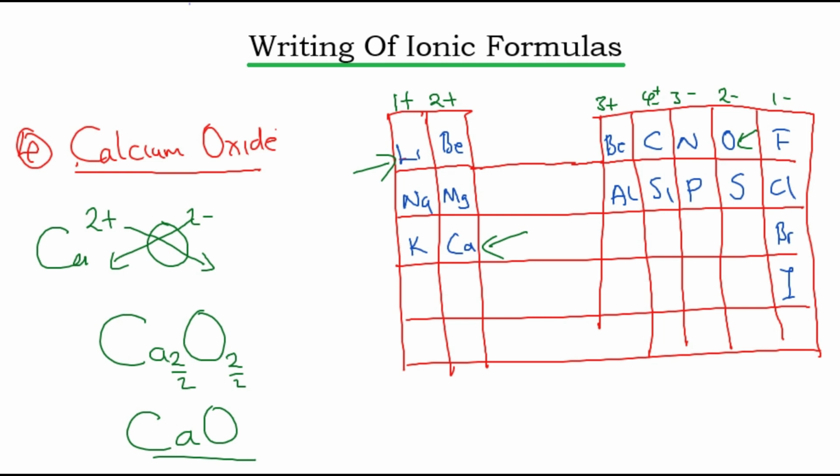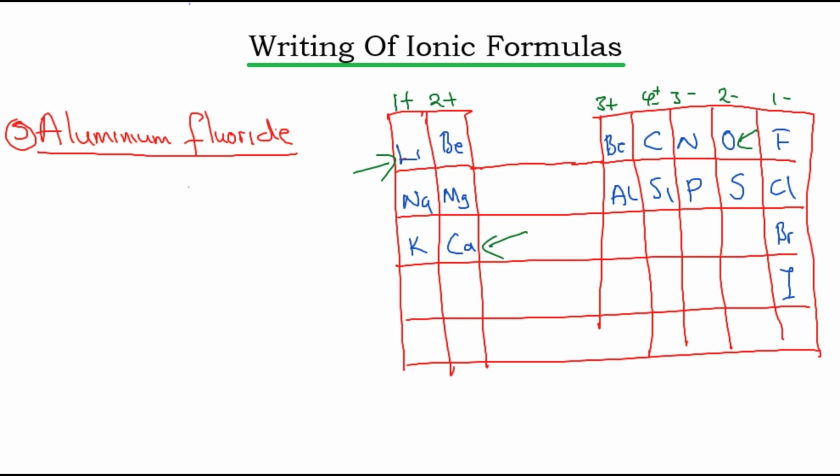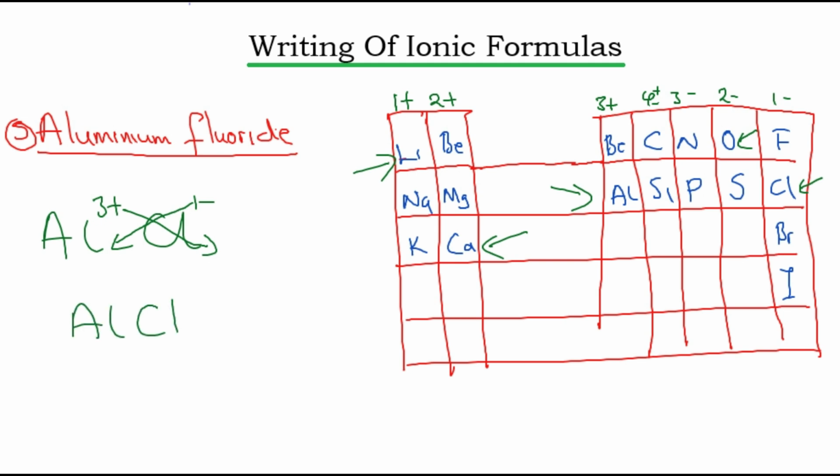Okay, let's look at another example. So let's look at our final example, aluminium fluoride. How do we write the ionic formula of aluminium fluoride? So aluminium is in this column, which is the group 3 column, and it's 3 plus. Then chloride is in this column, -1. So what do we do? We swap them. We don't have to show the 1, so we leave that. Then there'll be a 3 on chloride. So this is how you're going to write aluminium chloride.